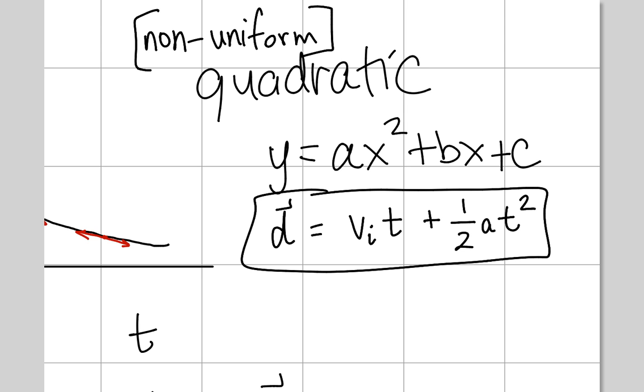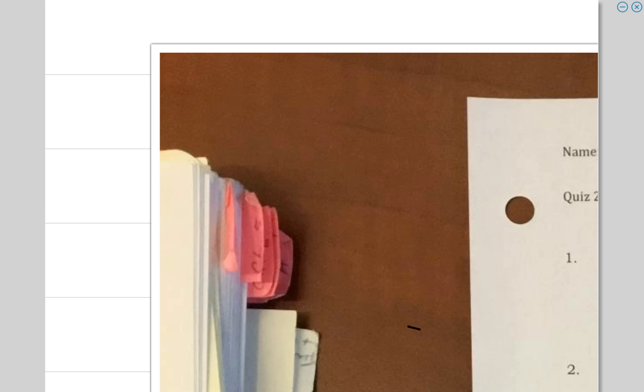Okay, so you can just quickly jot this down. So you have your linear relationship, which is uniform. You have your quadratic relationship, which is non-uniform. One has no acceleration, and this one has acceleration. And you have a linear graph versus a curved graph. Okay, so that was the quiz. And now we're going to start a fresh sheet.